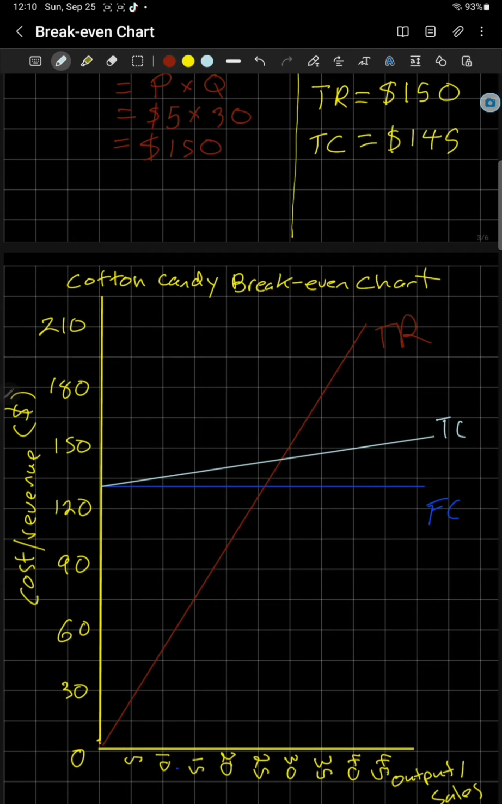And now we have the chart almost done. The only thing we have to do though is label our break-even point, which is right here, where the total revenue and the total costs get together. And we just do a little line, okay? Break-even point. And that's how you do the break-even chart.